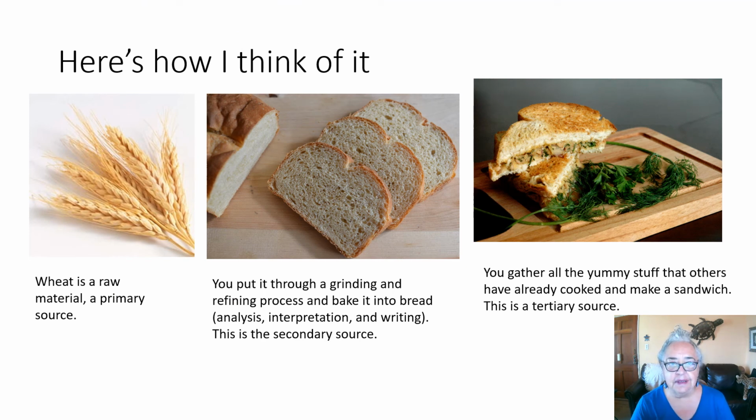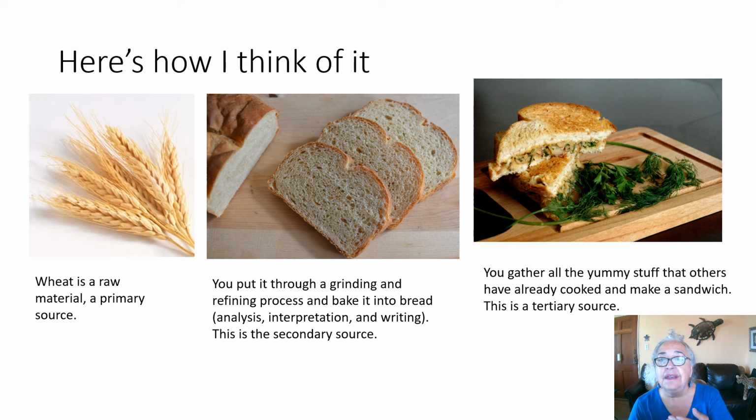Here's how I think of it. Think of wheat. Wheat that you've just harvested from a field. This is a raw material. It is a primary source. You take that wheat, you grind it, you refine it, you bake it into a loaf of bread, you make something new, you analyze, interpret, and write. This is a secondary source.